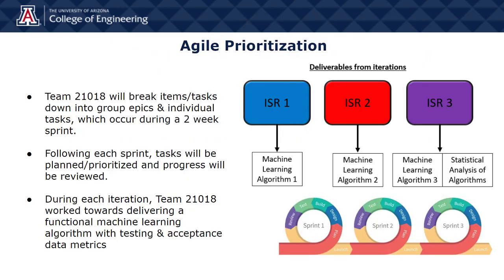Team 21018 utilized the agile methodology commonly used by software engineering teams by working on three iterative approaches to explore, test, validate, and deliver our three algorithms. Our team did this by delegating large tasks, known as epics, into smaller chunks and reviewing our progress after each 2-week sprint. After each sprint, we would debrief, analyze our progress, and redelegate tasks and priorities in order to complete a large epic, such as an iteration status review.